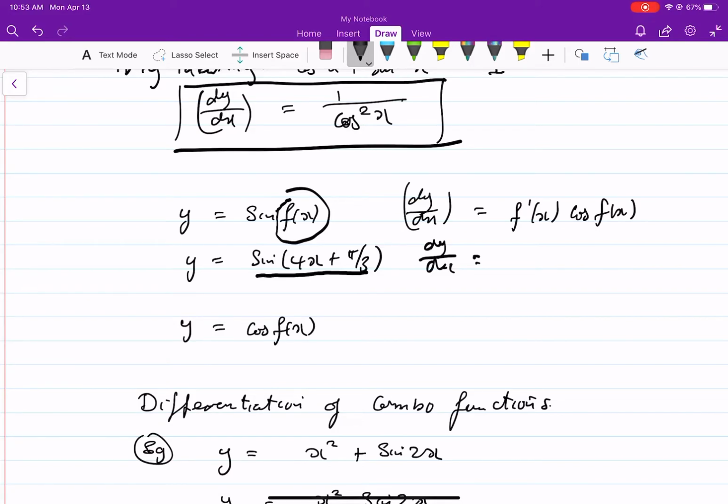By now, you should be very familiar with differentiating that. That's a standard polynomial in there. 4x plus pi upon 3. You differentiate the 4x, you get 4. And of course, you differentiate the pi upon 3, you get 0. So if the f of x part is 4x plus pi upon 3, the f prime of x part is just 4. And then just times the cos of the same f of x, 4x plus pi upon 3. Very simple. Let's try a couple more examples right in there.